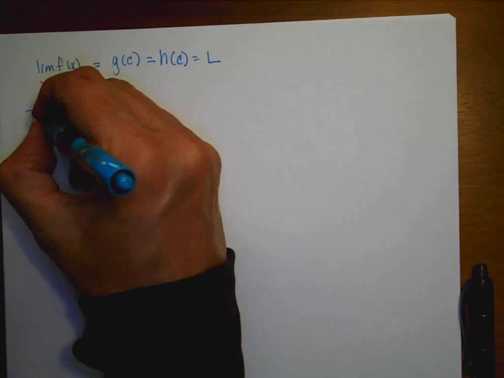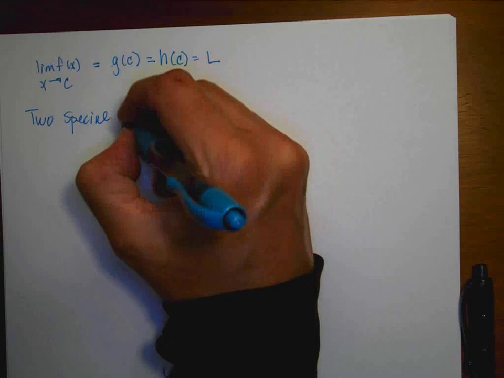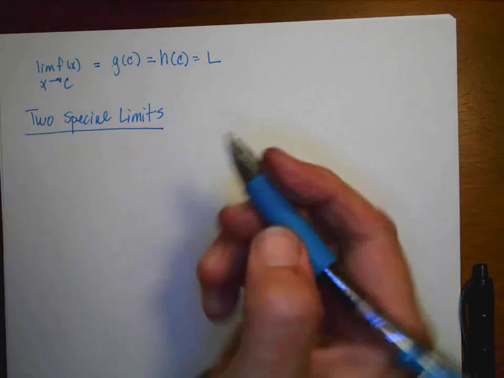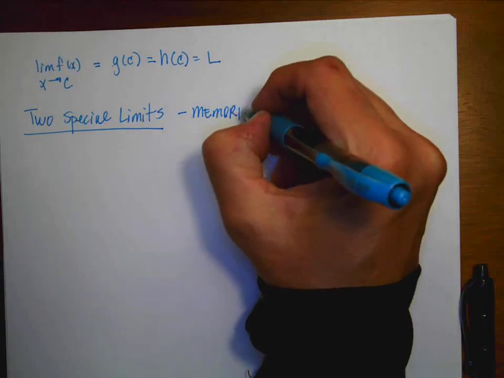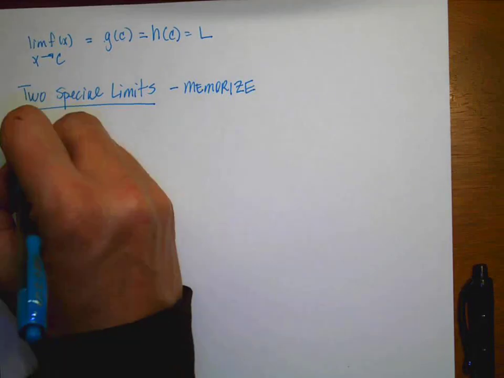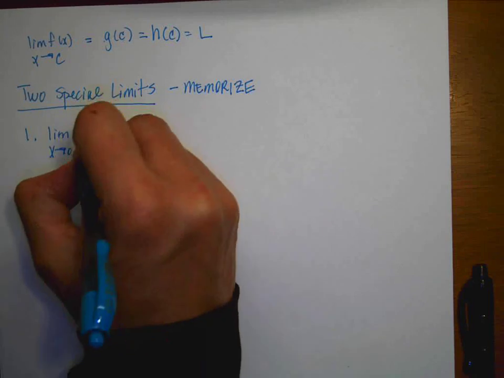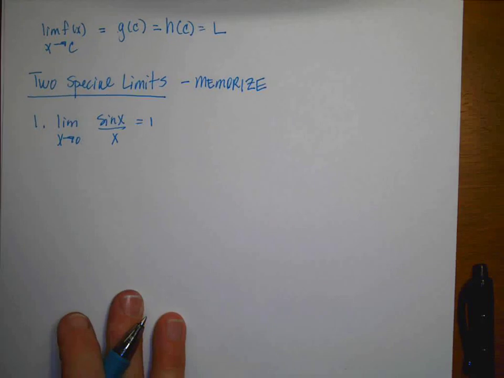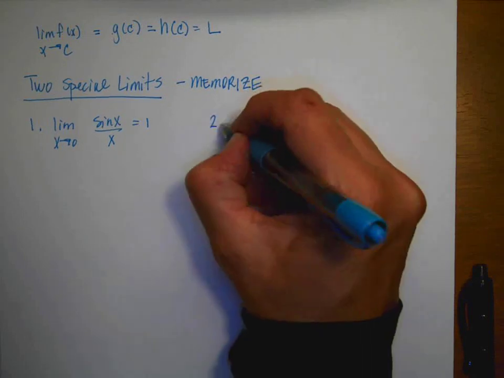All right, there are two special limits that you must memorize, because you want to be able to recognize them when you see them, because it's going to make life so much easier. So on our list of formulas that you will be given, you need to memorize this. For number 1, I have the limit as x approaches 0 of the sine of x over x is equal to 1. And again, this would be something that you just have to memorize.